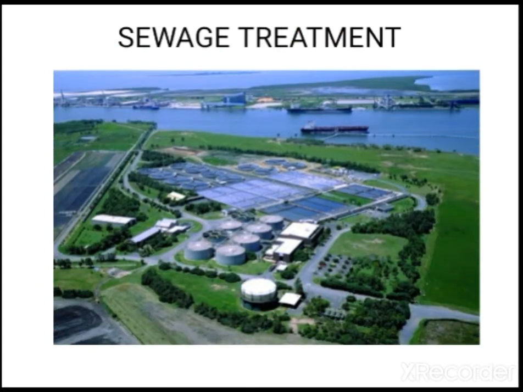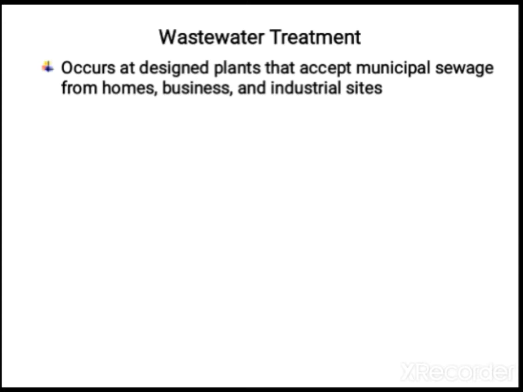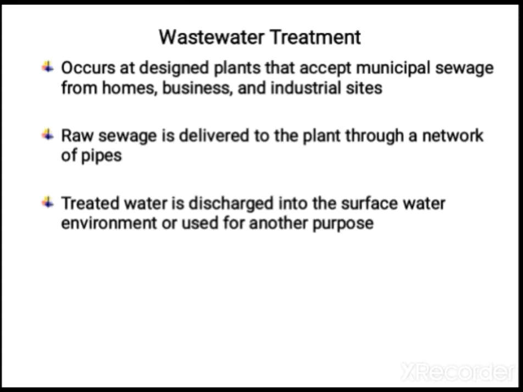It is the aerial view of a sewage treatment plant. So now let us study wastewater treatment. For wastewater treatment, we get water from various places. It can be from municipal sewage, from homes, business places and industrial sites, or it can be raw sewage through a network of pipes. Whatever it is, the water is treated in this wastewater treatment process, and later the treated water is discharged into the surface water, and it can be used for other purposes.